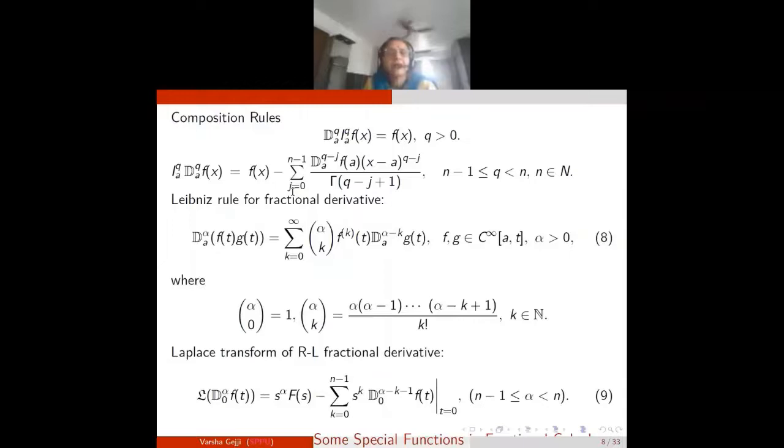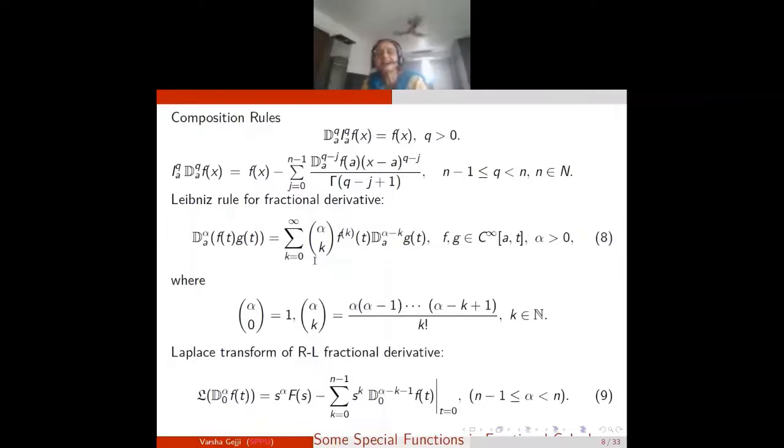So this is a normal thing. Even in nth order derivative, you will have such a polynomial coming there. So this is a very generalization in tune with ordinary calculus. Now comes the Leibniz rule.